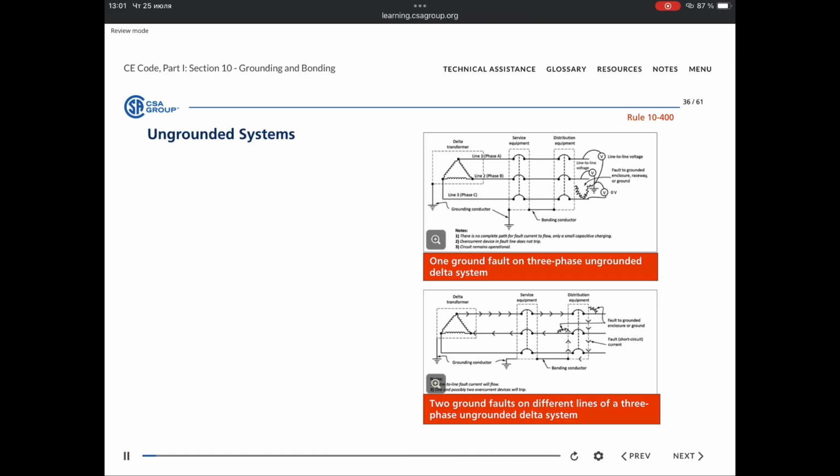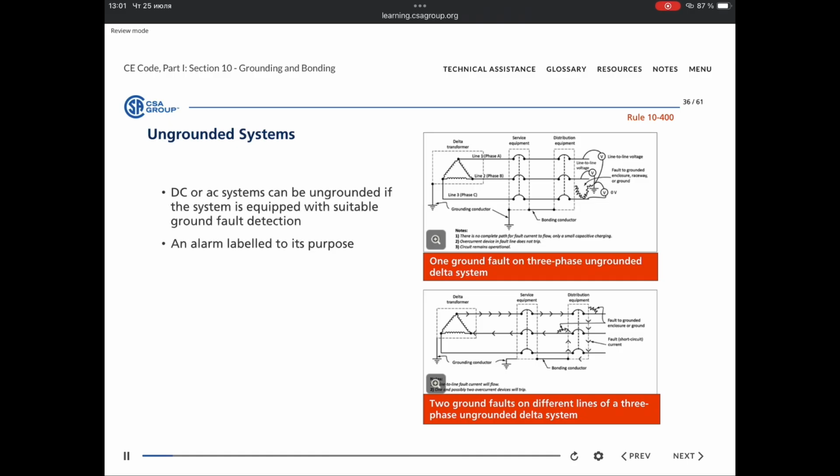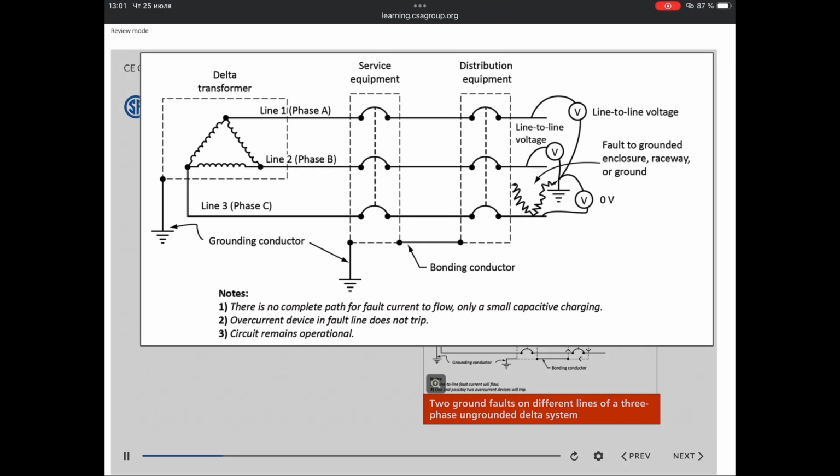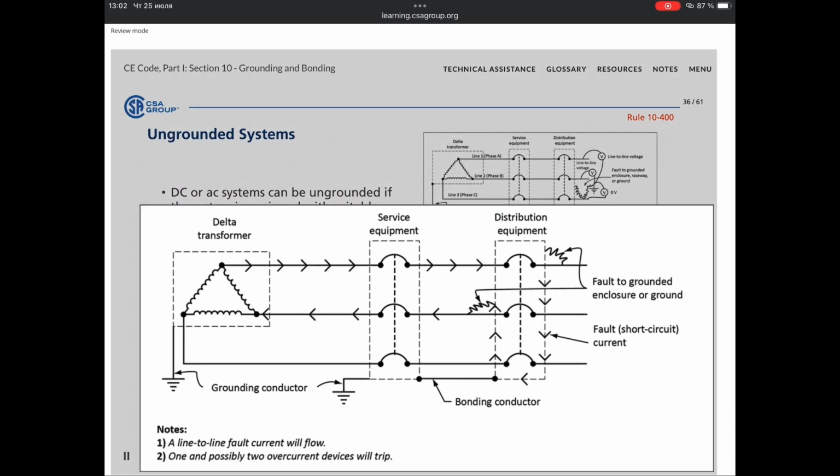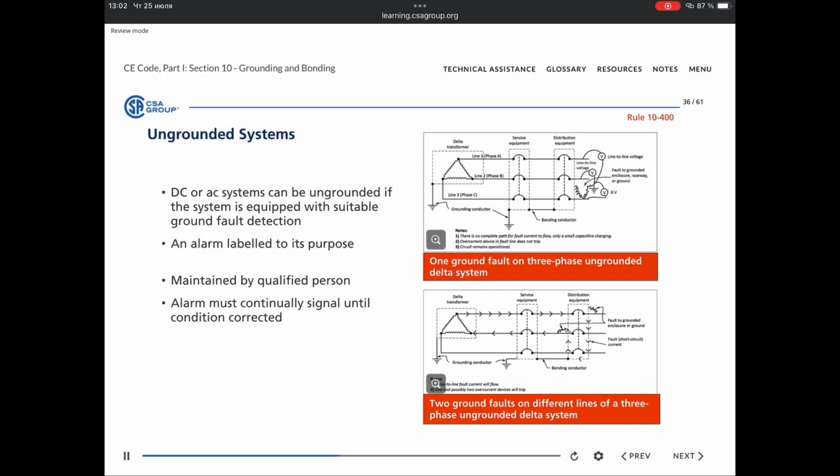In an ungrounded system, it is required that DC or AC systems be permitted to be ungrounded if the system is equipped with suitable ground fault detection and maintained by qualified persons. On the occurrence of a single ground fault on one conductor, the ground fault detection can activate a visual or audible alarm to indicate the presence of the ground fault.